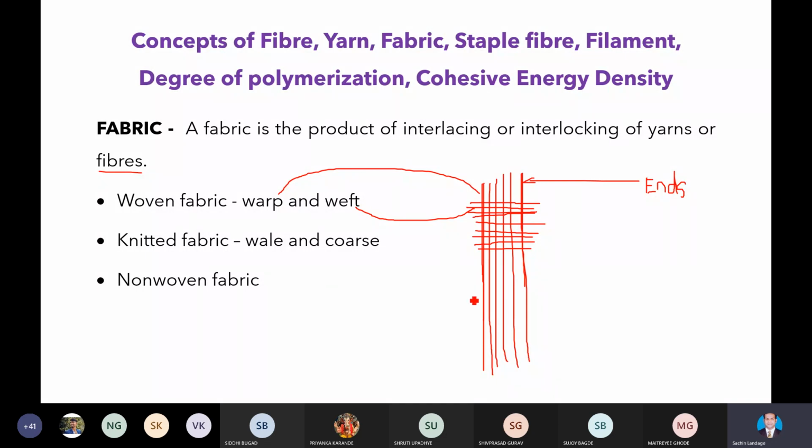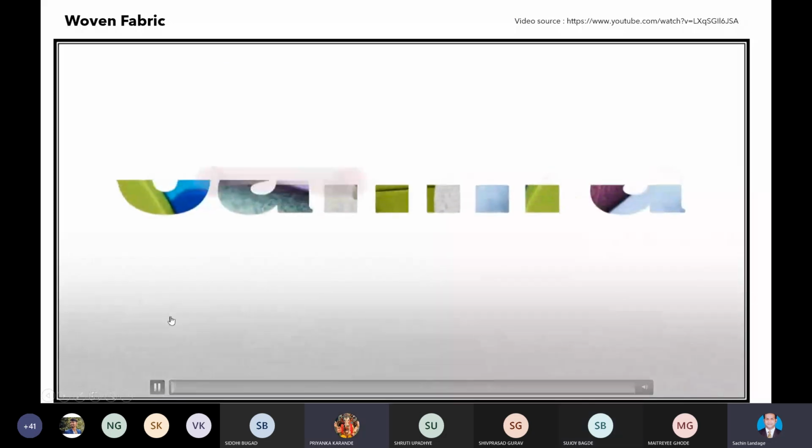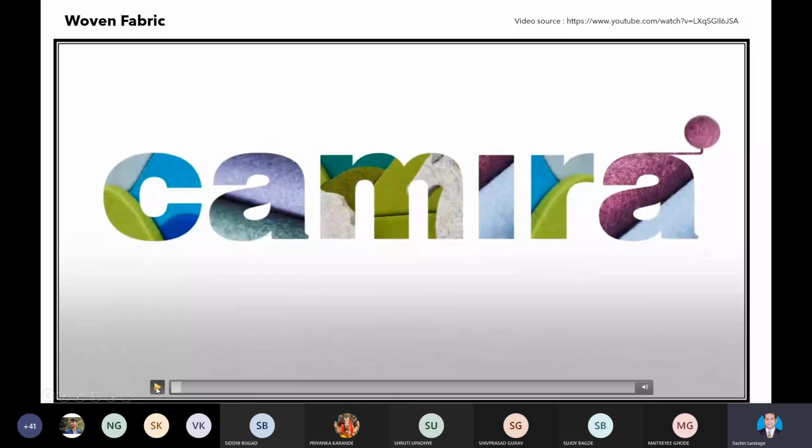Clear? Are these points clear? Any doubts? Okay. Now see what I'm going to do. I am going to show you three different videos, as here we are not one-to-one. So just have a look at this video. The first video is related to woven fabric. Just tell me, are you in a position to see the video? Can you see the screen of the video? Yes, sir. The video is running. Okay. So just have a look at how woven fabric is manufactured.